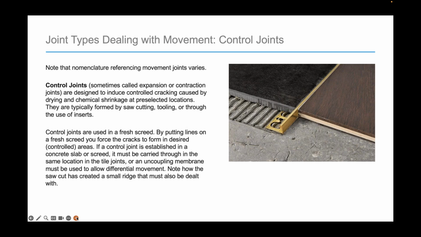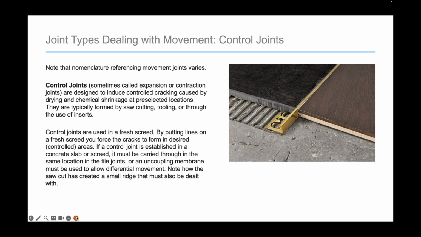Control joints are used in a fresh screed. By putting lines in the fresh screed, you are forcing the cracks to form in the desired controlled areas. If a control joint is established in a concrete slab or screed, it must be carried through the same location in the tile joints, or an uncoupling membrane must be used to allow differential movement.